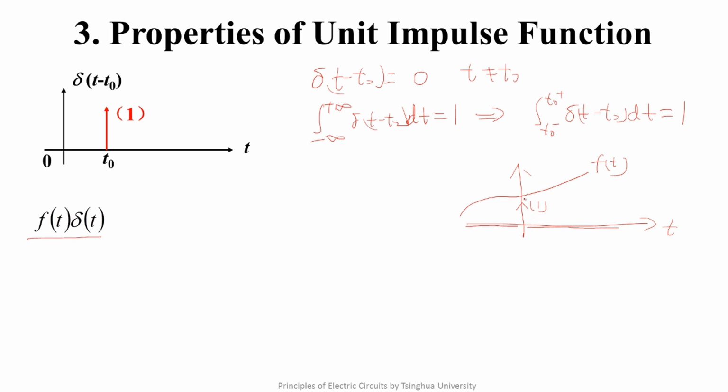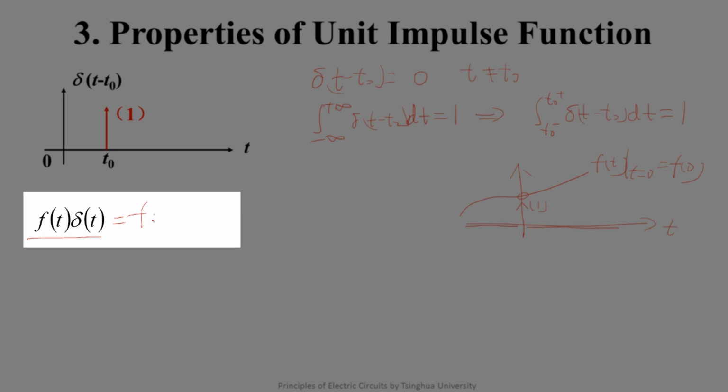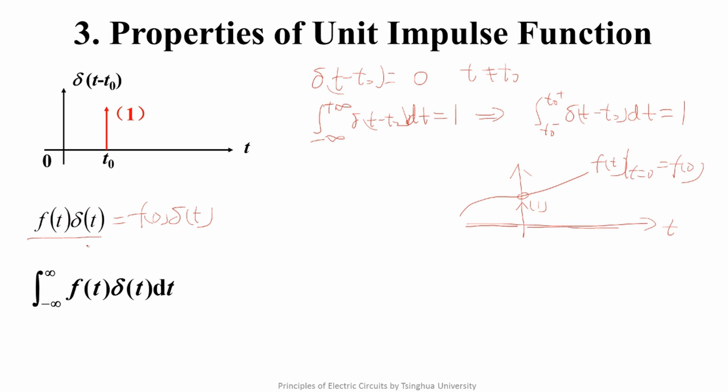The function is supposed to be continuous at t equals 0, so its value is f(0). This expression equals f(0) times delta(t). This is an important expression, you must remember it. With this conclusion, we can substitute it into the integral of f(t) times delta(t) from negative infinity to positive infinity. f(0) is a constant value, so it can be taken out of the integral. Then this equals f(0). This is also an important conclusion.